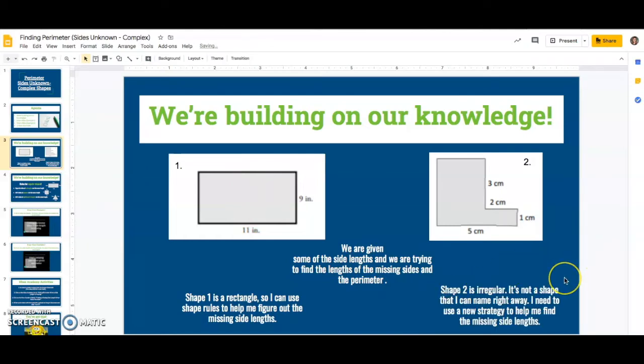Shape 2 is a little bit more irregular, right? It's not a shape that I can name right away. I don't have a name for a shape that looks like an L, right? And I don't think of it as a square or a rectangle or a triangle. It's not something I can easily name in my brain. So I need to use a new strategy to help me find the missing side lengths. And we're going to go over that strategy in our first video.